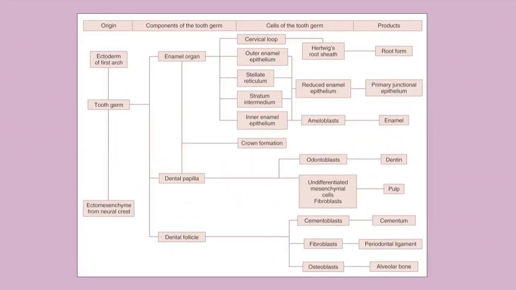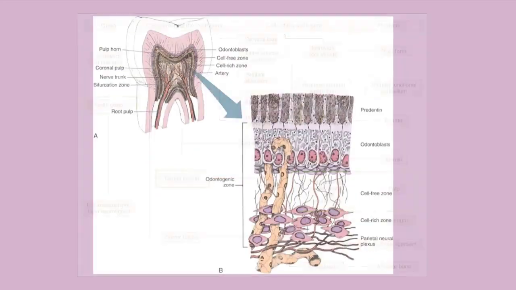Let's dive into the pulp. Pulp comes from cells that originally differentiate from the dental papilla. As you might remember, dentin also originates from the dental papilla. An important thing to note about the pulp would be that it has various zones. As mentioned before, odontoblasts move pulpally as they produce more dentin.